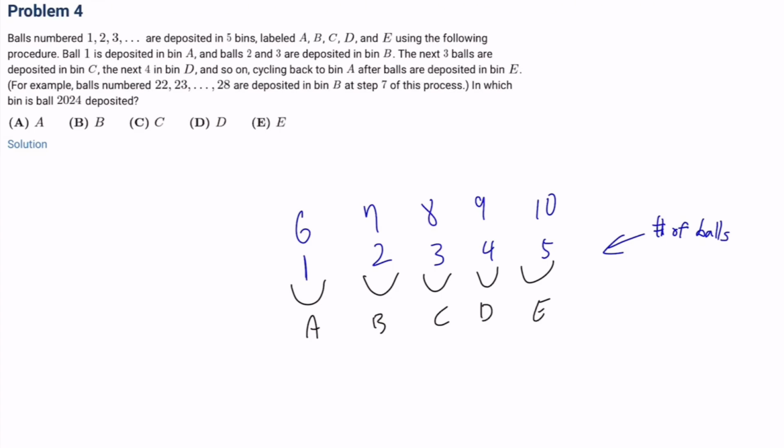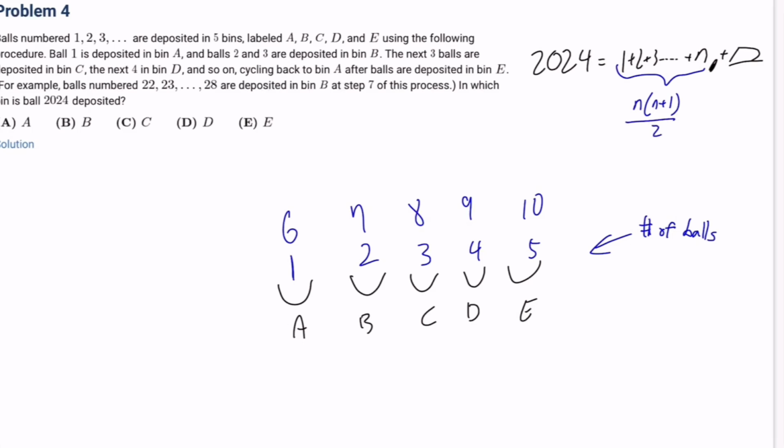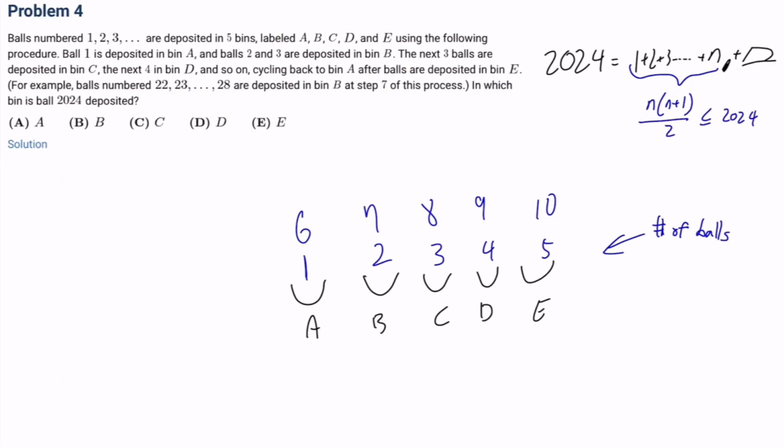And then we want to find where ball number 2024 is deposited. We have to find out 2024 is going to be 1 plus 2 plus 3 all the way to some number n, and then plus a little bit more. These are going to go in the bin in which ball 2024 is deposited, right? So first, we need the n for which the sum is less than or equal to 2024, but the maximum possible n value of that, right? So this formula is n times n plus 1 over 2, which is less than or equal to 2024, and we need the maximum possible n like that, okay?